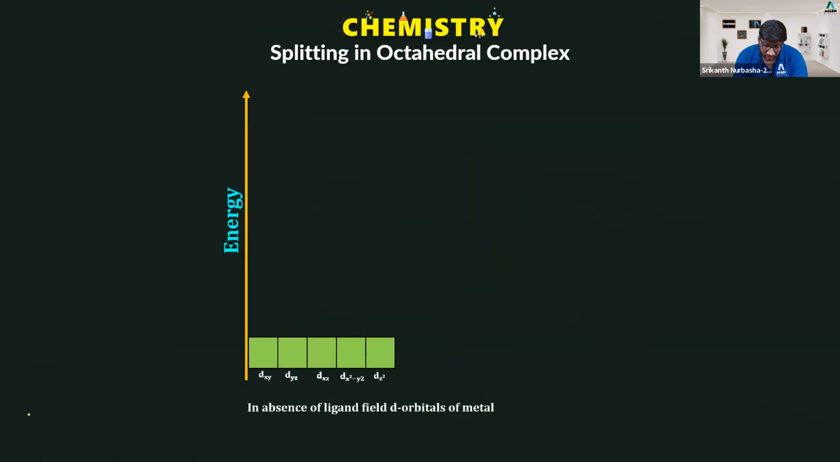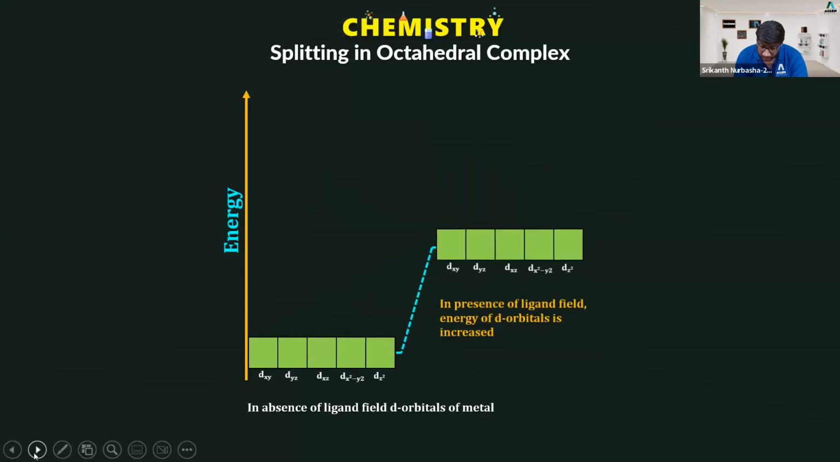Write down this figure. So this is the energy axis. In the absence of a ligand field, the d orbitals of the metal are degenerate, and we have 5 d orbitals like this. In the presence of a ligand field, the energy of the d orbitals is increased, and all the 5 d orbitals still have the same energy. So what type of field is this?